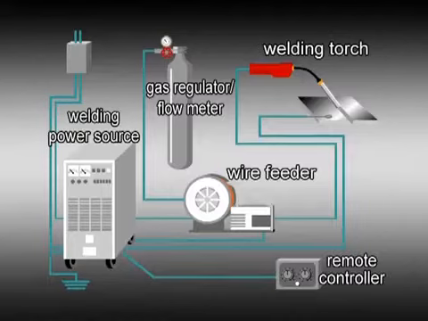The components for the CO2 arc welding process are the welding power supply to feed electric energy to melt the welding wire, an automatic wire feeder, a gas flow regulator for the CO2 gas cylinder, a remote control, and a welding torch handled by an operator.